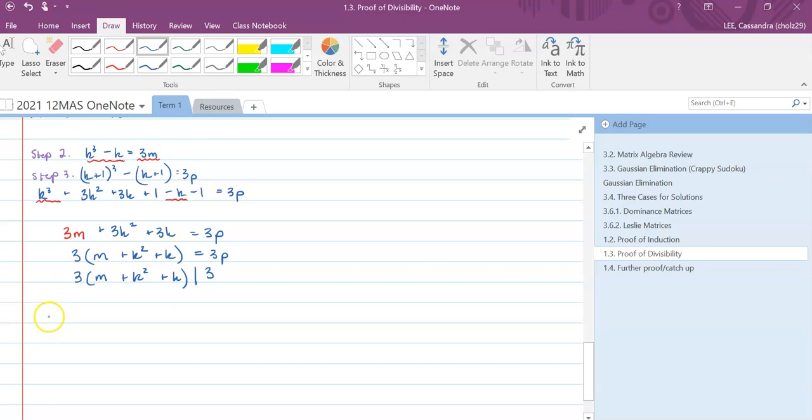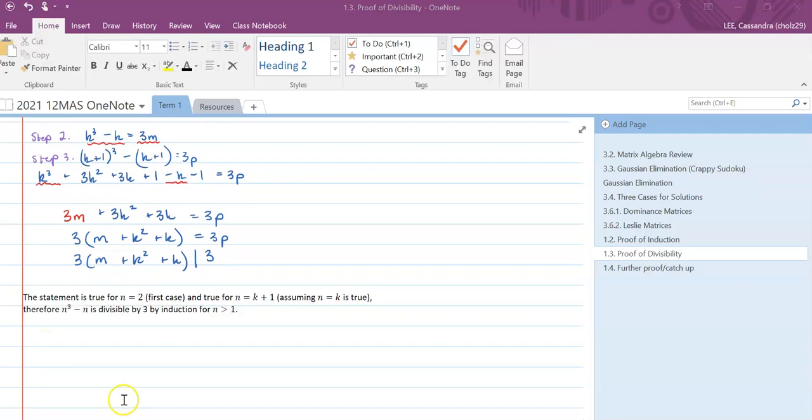Alright, so we were able to prove that it was true for the first case, and assuming it's true for when n is equal to k, the following case is divisible by 3 as well. So now we can write our inductive statement. So the statement is true for our first case, which is n equals 2 in this case. It's true for n is equal to k plus 1, assuming n equals k is true, and so therefore our statement n to the power of 3 take n is divisible by 3 by induction for our specified domain where n is greater than 1.